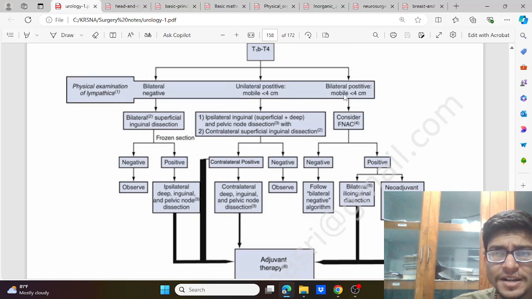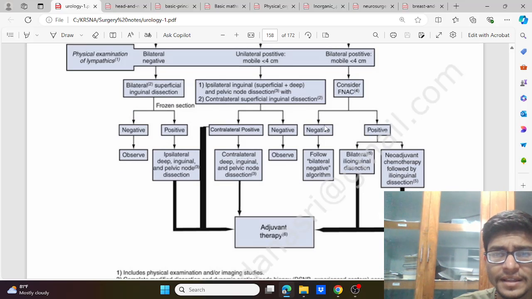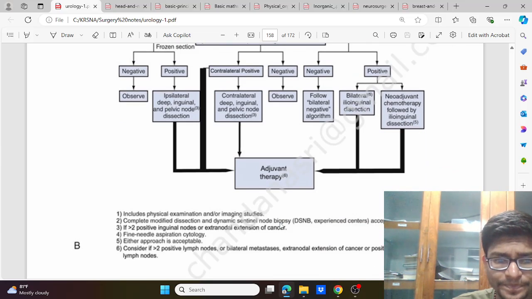If there are bilateral positive mobile lymph nodes which are less than 4 cm, we'll consider FNAC. If it is negative, we'll follow the bilateral negative algorithm. We'll go for bilateral superficial inguinal lymph node dissection and then follow it from there. And if it is positive, we'll go for bilateral ilioinguinal dissection, or we can go for neoadjuvant chemotherapy followed by ilioinguinal dissection. And then at last, we'll go for adjuvant therapy.